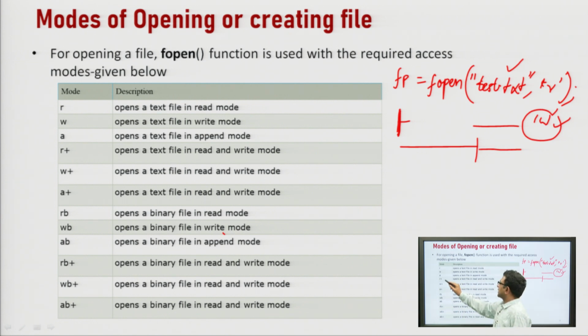Now, r plus basically opens a text file in reading mode as well as write mode, both modes are used. Now, w plus, the same thing, opens a text file in read mode as well as write mode. So, what is the difference between these two, r plus and w plus? The same difference. In case of r plus, if that particular named file does not exist in the local system, it will return null, while in case of w plus it will try to create that particular file with that name. So, this is the difference.